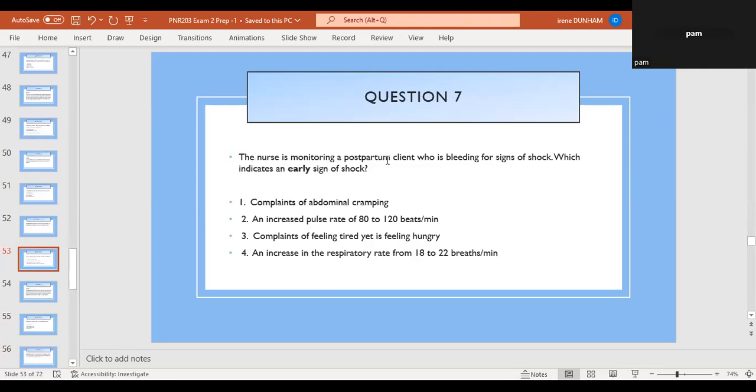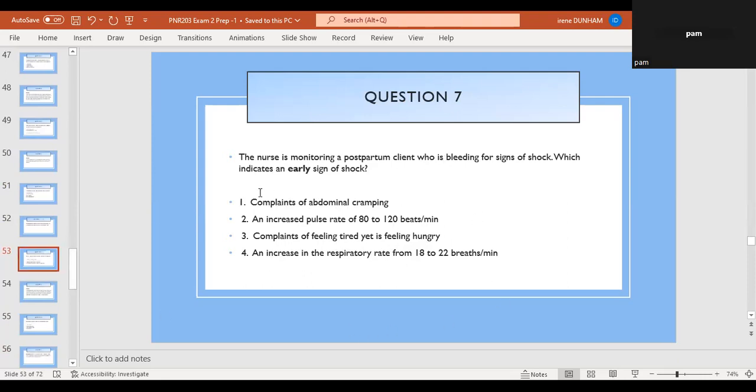The nurse is monitoring a postpartum client who is bleeding for signs of shock. Okay, which indicates an early sign of shock? Okay, remember I told you to know this. All right, so she complains of abdominal cramping. She has an increased pulse rate of 80 to 100 beats per minute. She complains of feeling tired, yet is feeling hungry. An increase in the respiratory rate from 18 to 22.